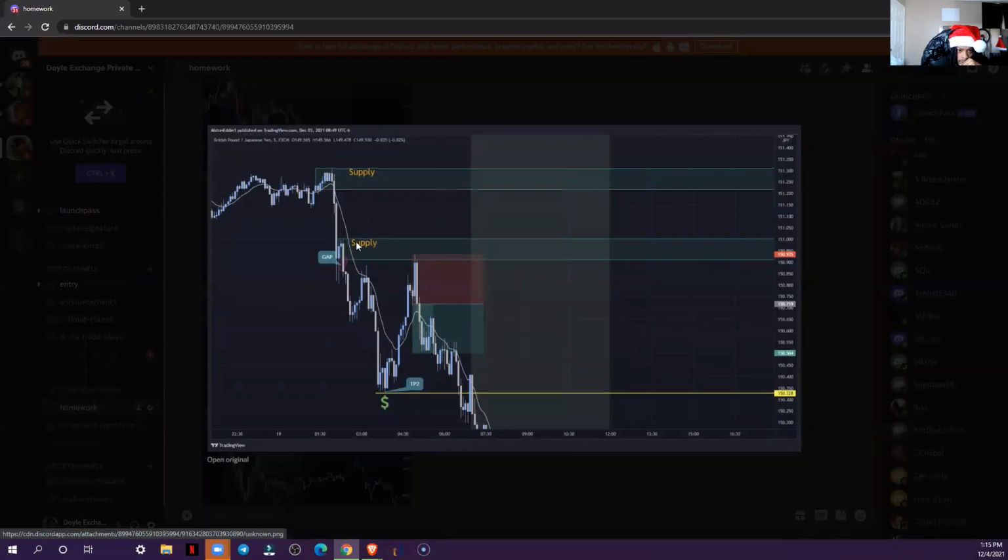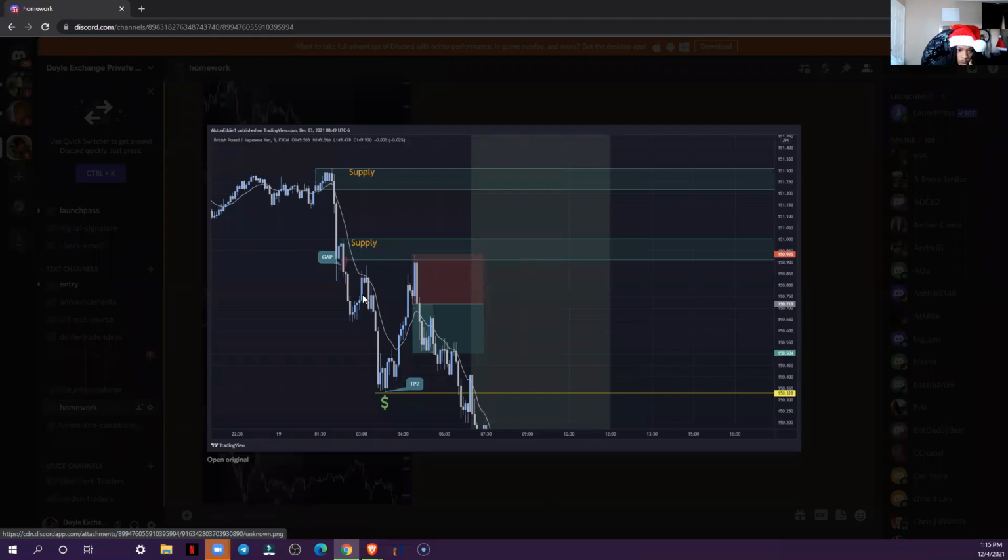Okay, so this is actually high probability right there. If you hit open original, the chart would be bigger. Oh, okay. I think I got it, zoom in. Yeah, no, you good though. Just make sure I can see it like how I can see it right here. You're good.